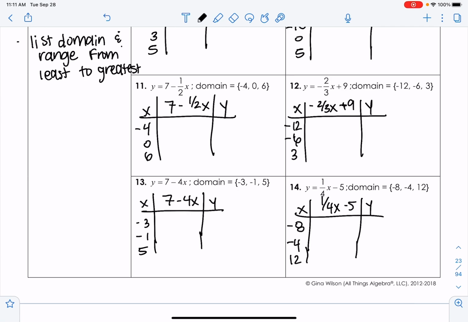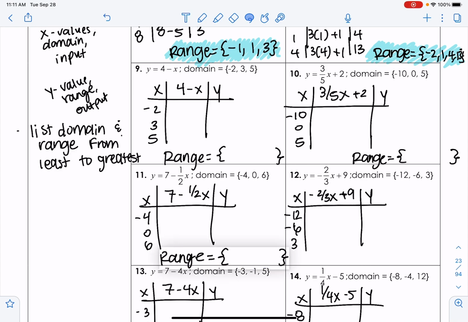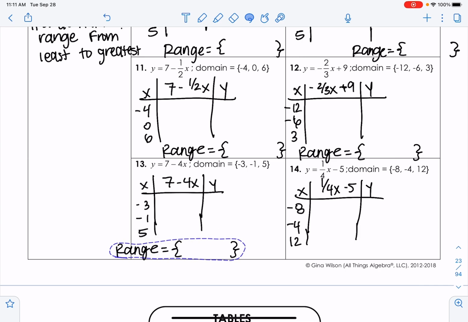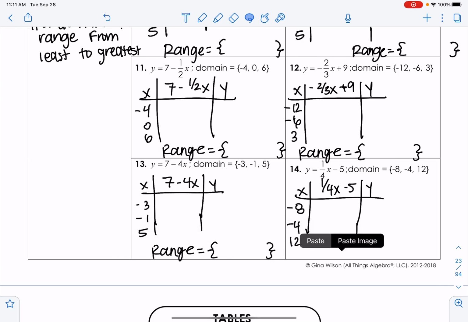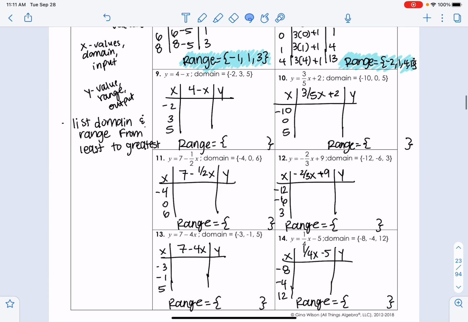Then you just plug in, and remember to show your range in order from least to greatest for all of them. I'm not going to keep rewriting that, so I'll just copy and paste. You can go ahead and fill that part in, and you are good to go for our lesson for today.